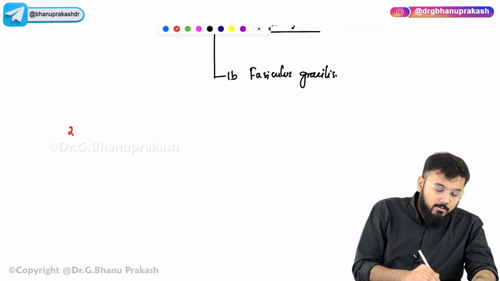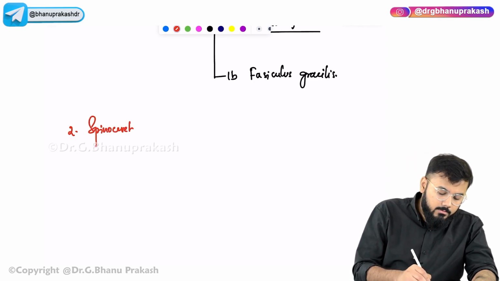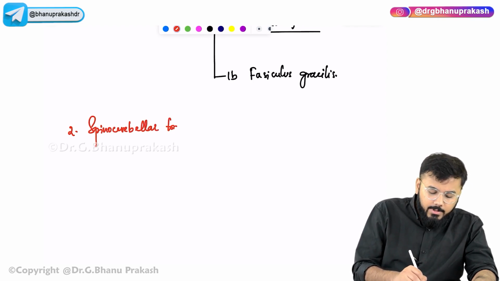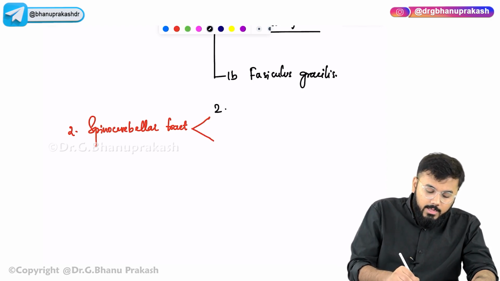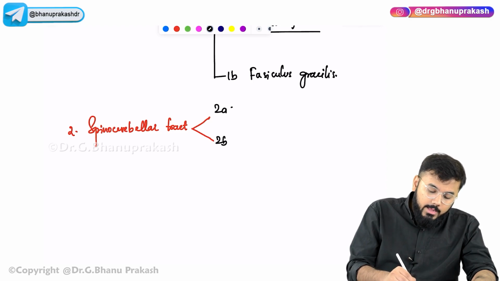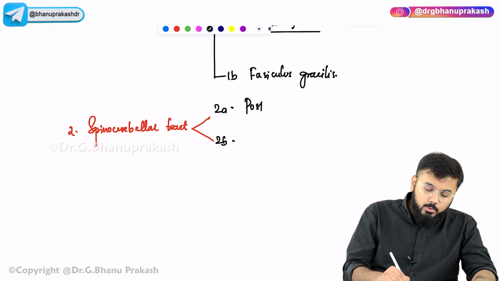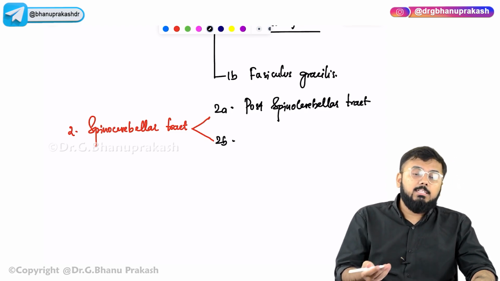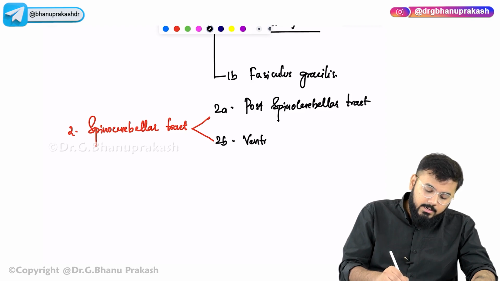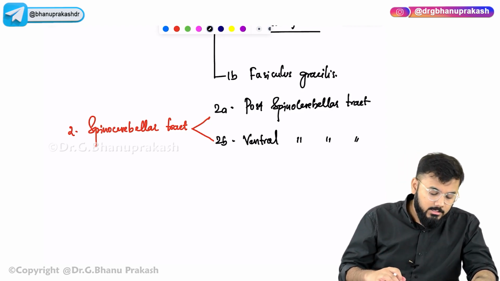Coming to the second important tract. What is this? Spinocerebellar tract. Okay, spinocerebellar tract is again two. One is called as 2A, another one is called as 2B. 2A is what? Posterior spinocerebellar tract. Okay, and the other one is ventral spinocerebellar tract. Okay, we shall look at the localization of these tracts in a minute.